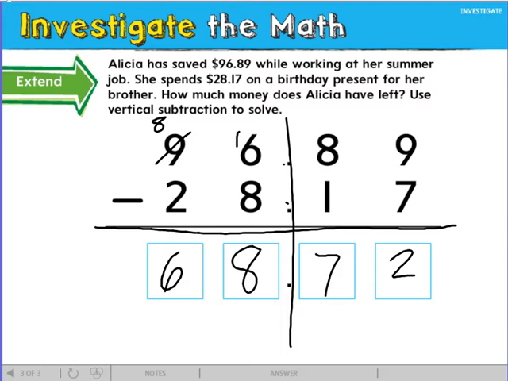So the only difference between subtracting with decimals and without decimals is what? What about the decimals? You have to line them up. Once they're lined up, the subtraction is the same.